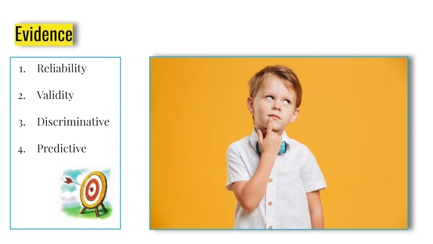Let's look at the evidence for the Movement ABC. We'll look at the reliability, validity, discriminative, and predictive properties. In 2007, Henderson and others completed a study with 60 children, 20 from each age band. Using the standard scores for the 3 performances of the sections, which are manual dexterity, aiming and catching, and balance, and also looking at the total test score, they found the correlations indicate reasonable test-retest reliability.